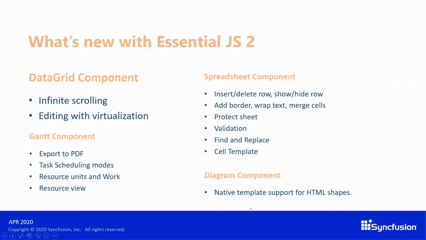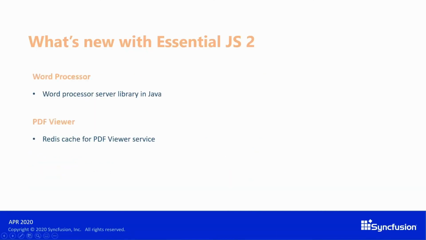And with the diagram component, the native template support has been added for the creation of HTML shapes. Apart from the other feature list, to the word processor, server library support is added in Java to allow the users to convert the Word documents to SFDT format. And for the PDF viewer, the Redis cache support has been provided for the PDF viewer .NET Core Web Service. And that's all the update for the word processor and PDF viewer.